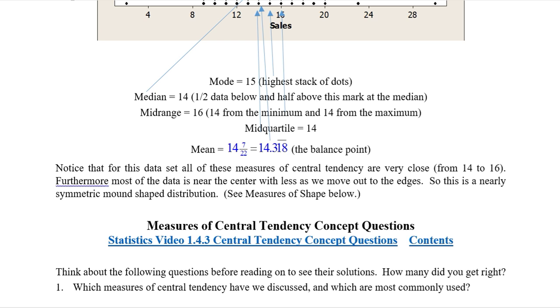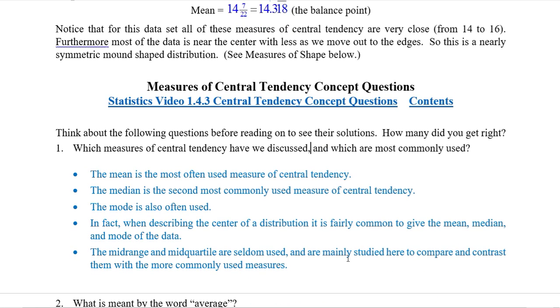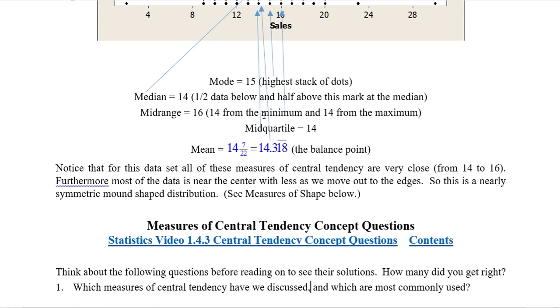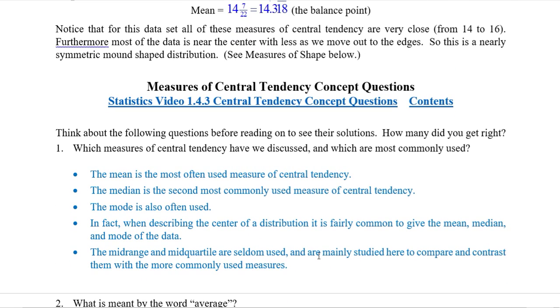Well, we've talked about the following measures of central tendency: mean, median, mode. We've also talked about mid-range and mid-quartile. So we have 5 different ones, which you see listed up here. For example, in our previous video, we looked at this dot plot of this candy sales, and we computed all of those. Now, the most often used one is the mean.